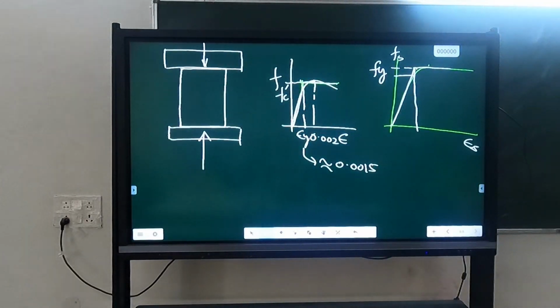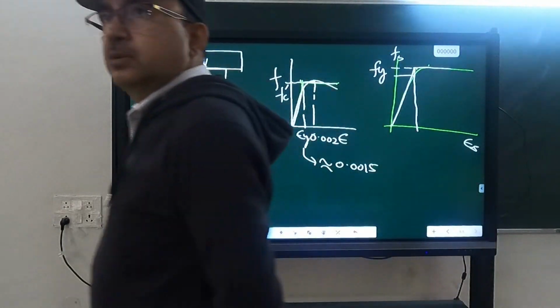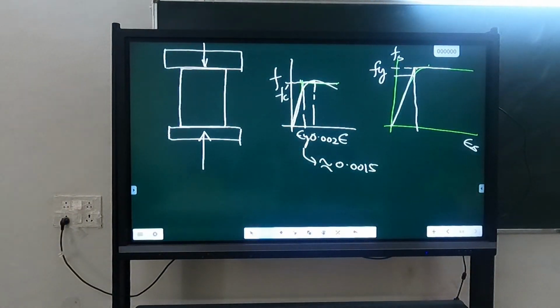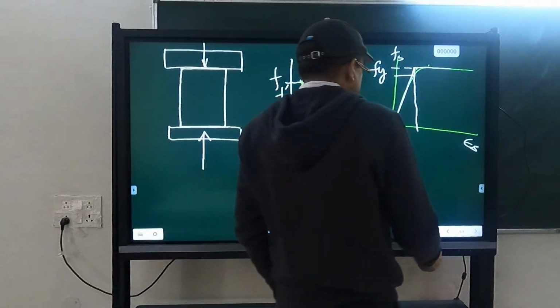Okay. Any other question coming to your mind? Sir, can you draw the ultimate moment capacity on the P-M surface, PMU? Okay, so you want PMU. How will PMU look?